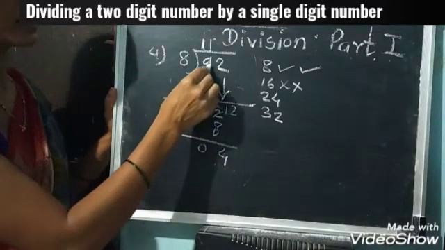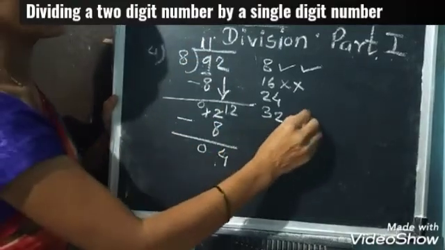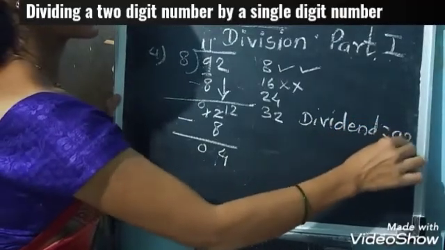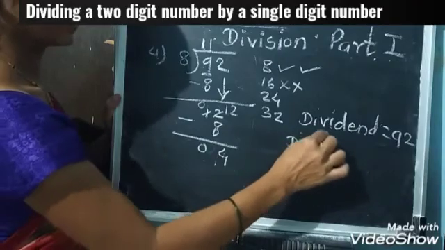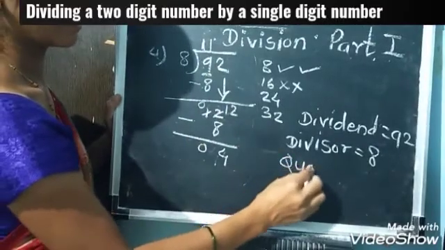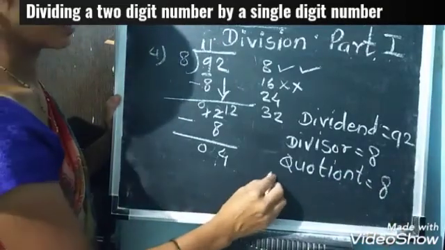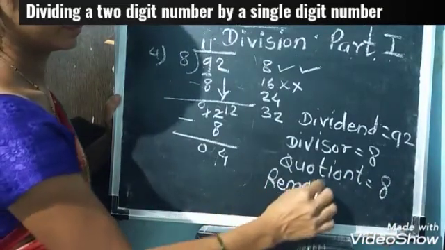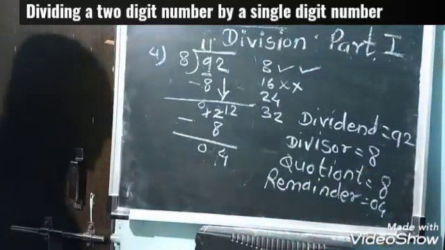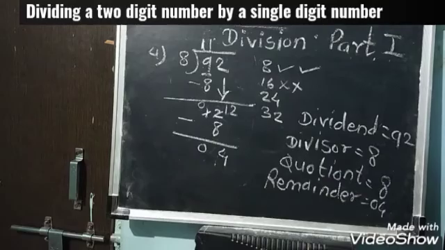Now, what is this? Dividend, divisor, quotient, remainder. Okay, what is the dividend in the example? Dividend is equal to 92. Divisor is equal to 8. Quotient 11. Remainder is equal to 4. Okay, in this way students, you have to solve the exercise from textbook page number 36.